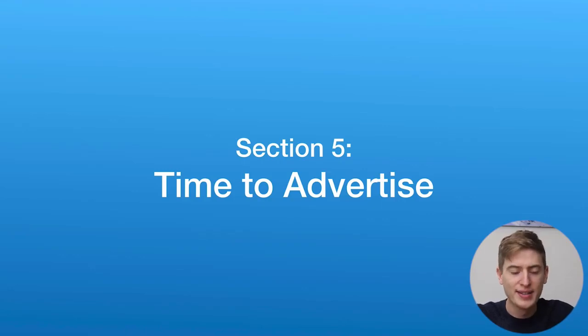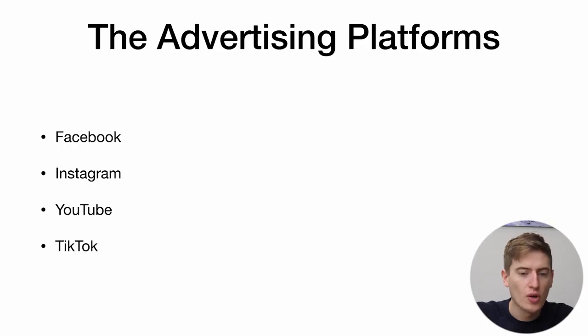Section 5, time to advertise. This is the, well, I don't want to say the best section, because we had the best section already, and I can't keep saying each section is the best section, but this section is all about advertising, and it's going to blow you away. So the advertising platforms we are going to be using are Facebook, Instagram, YouTube, and TikTok. And advertising is probably one of the most important elements of this entire business.